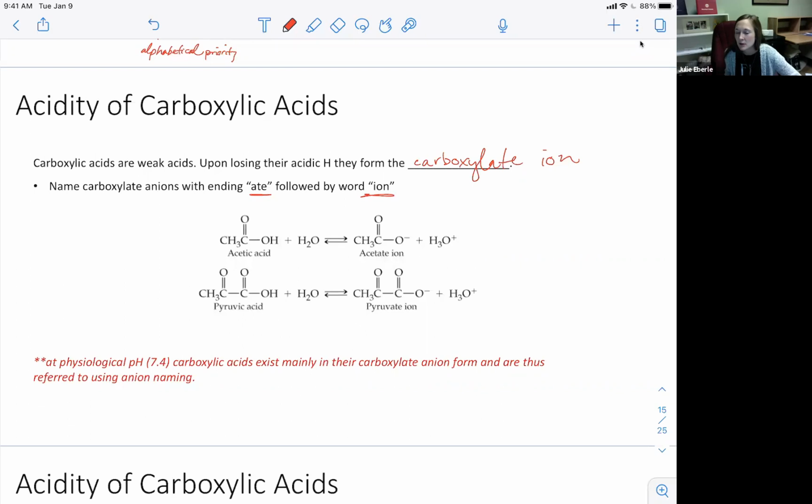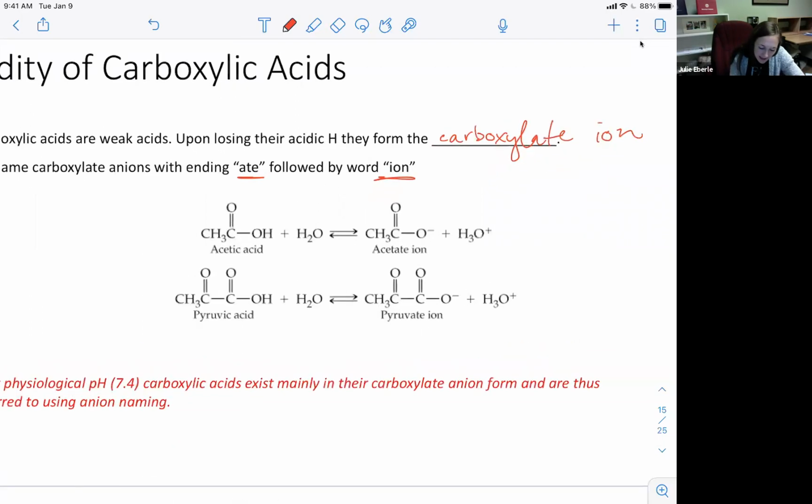Carboxylate ion. So you will recognize this is different than an ester. It's not an ester because it will always have a charge associated with it because it will be an anion. Okay, if carboxylic acids give away a hydrogen, what's left over is an anion. So we'll name it that way.